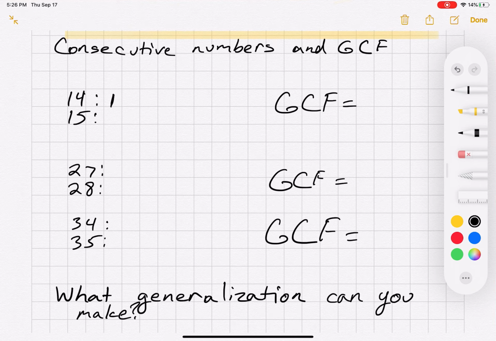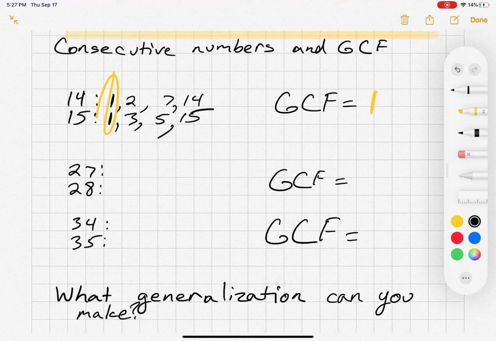So 1 and 14, 2, 14 divided by 2 is 7. 3 doesn't divide in, 4 doesn't, 5, and 6 all don't. So I know I'm done. Okay, 1 and 15, and I know the factors of that are not 2, 3, and 5 are, and 4 is not. So I'm going to look, and the only ones that match is 1.